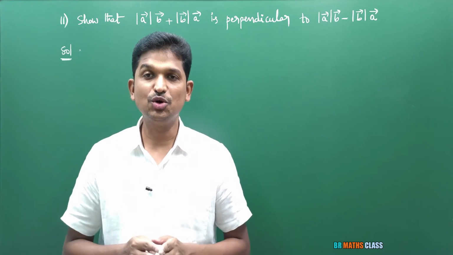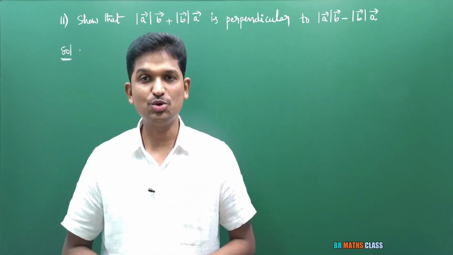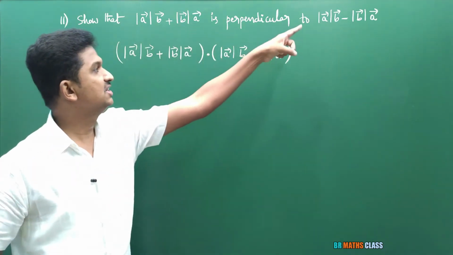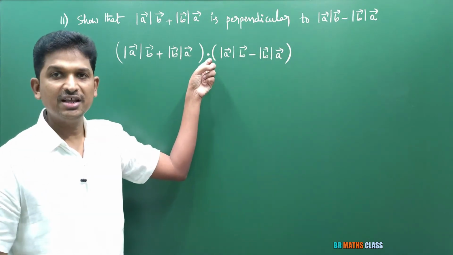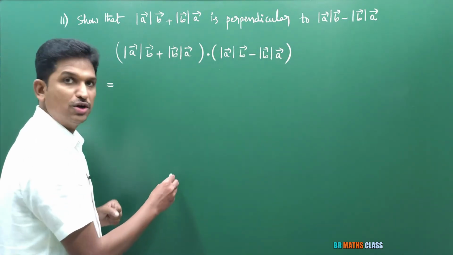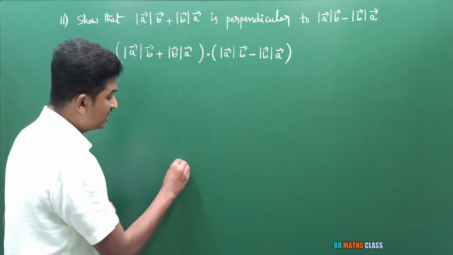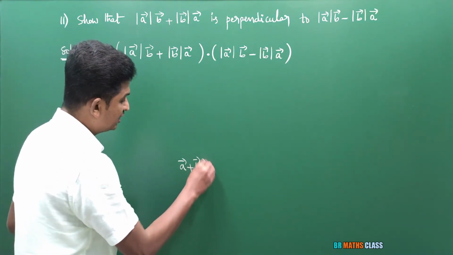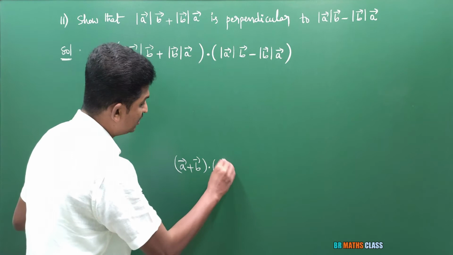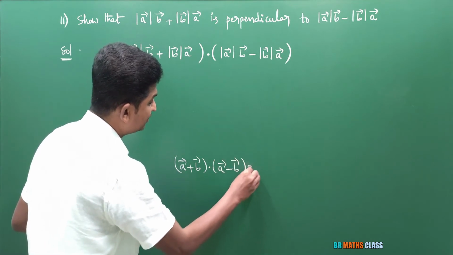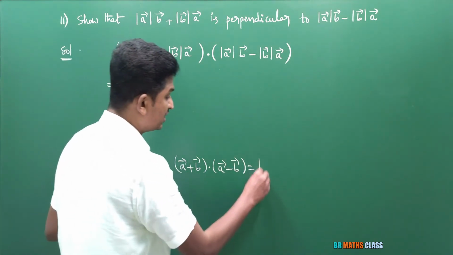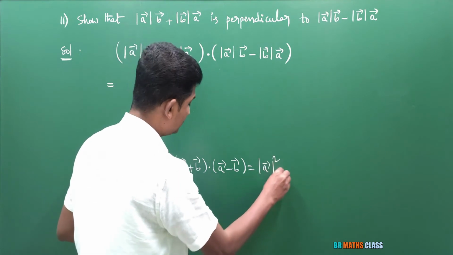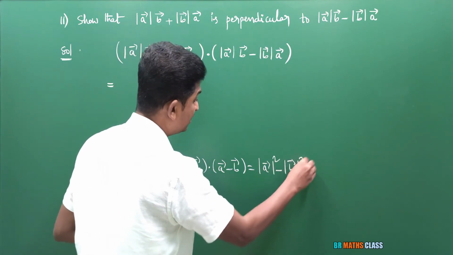If the answer is 0, then I can say that they are perpendicular to each other. You observe, I consider the given two vectors and I am calculating their dot product. In the dot product of vectors, you learn this formula: (a bar plus b bar) dot (a bar minus b bar). What is the dot product of these two vectors? The dot product of these two vectors is magnitude of a bar whole square minus magnitude of b bar whole square.